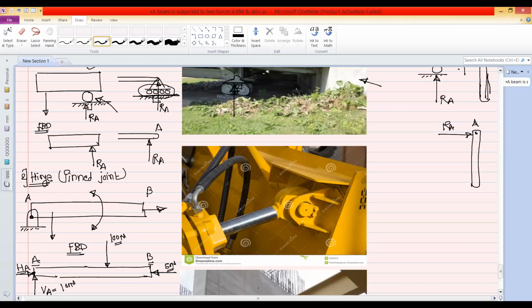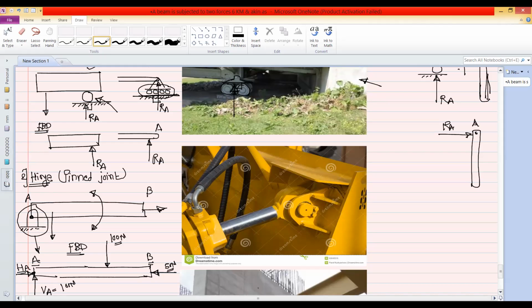Okay. So this is the hinge joint, this is the representation of the hinge joint, and this is the free body diagram. So the hinge joint has two reactions. One is VA and the second is HA. And this is the practical application. The hinge joint you can see in the case of an excavator arm.